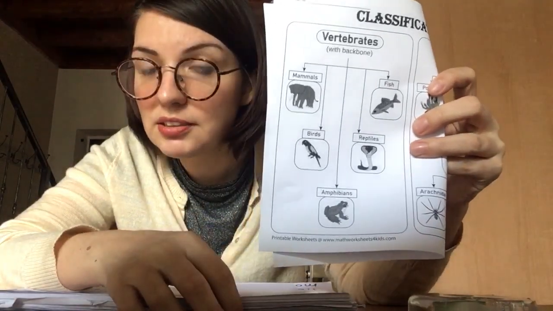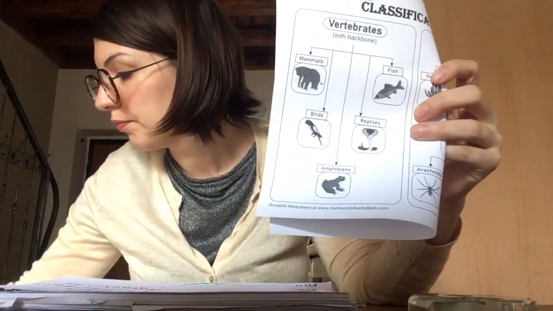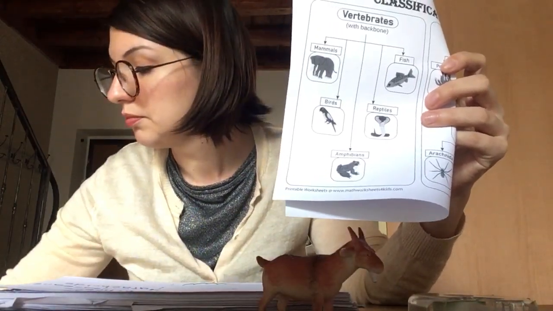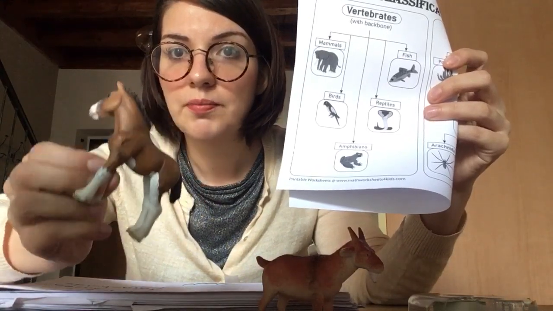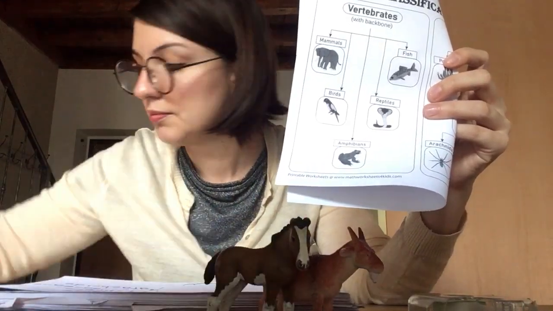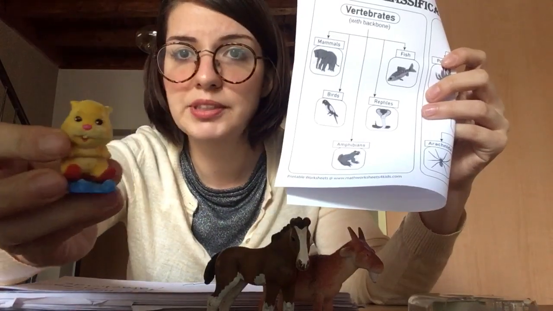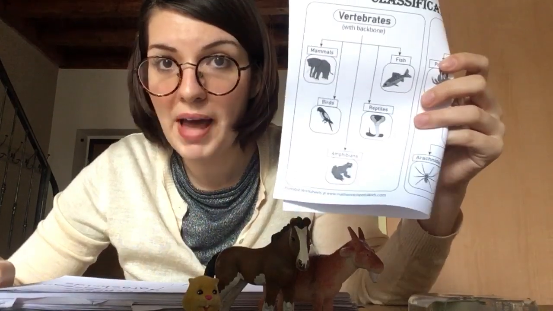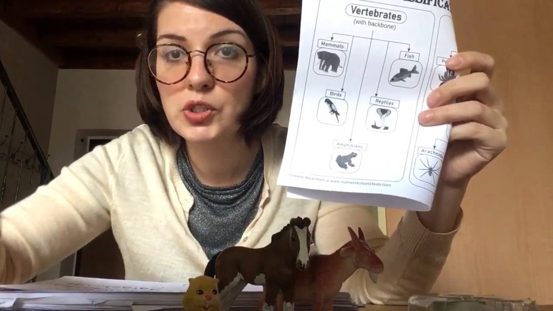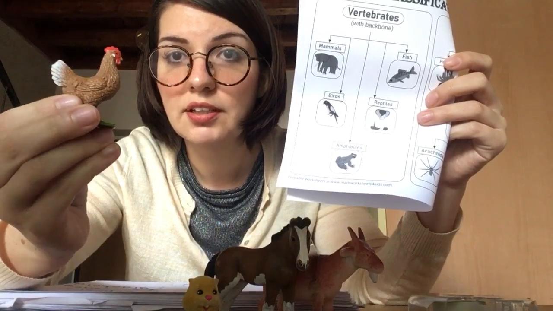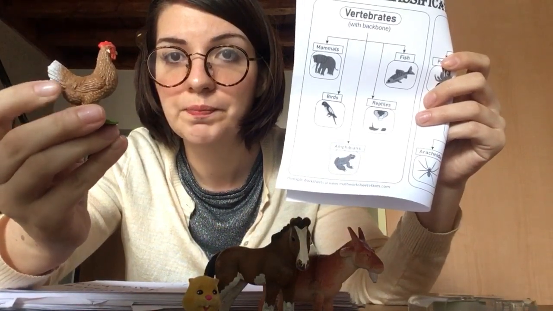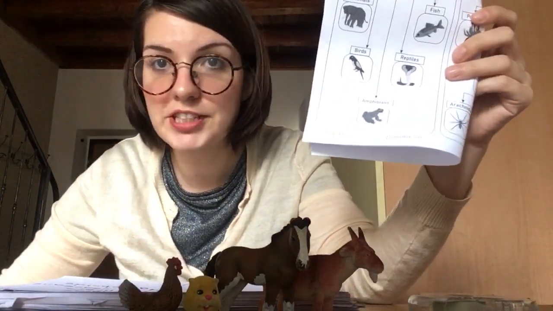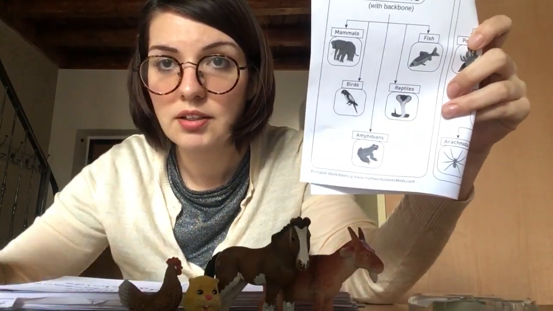There are mammals, just like you and me. Or maybe a goat. Or maybe a horse. Or maybe a little hamster. Not only mammals have backbones, also birds, like this cute little chicken. But very different animals have backbones as well.